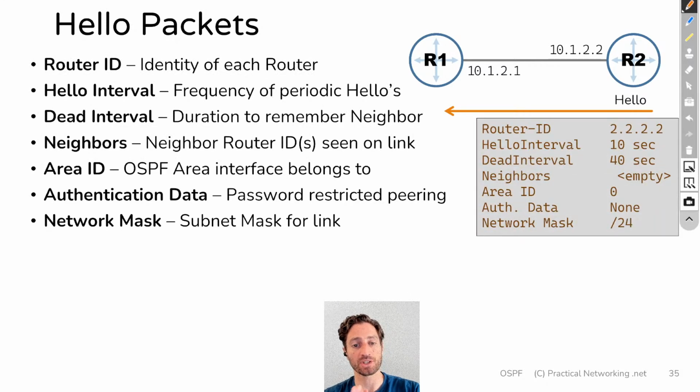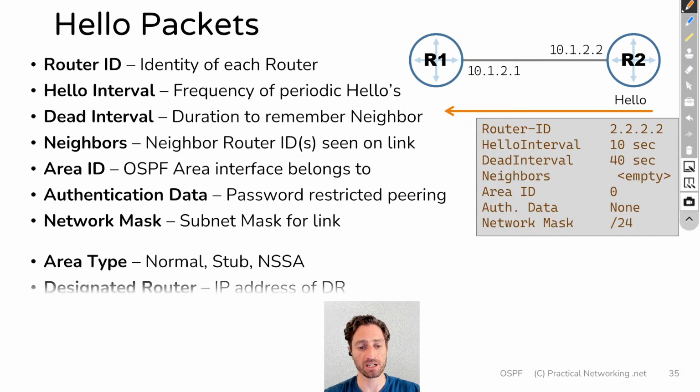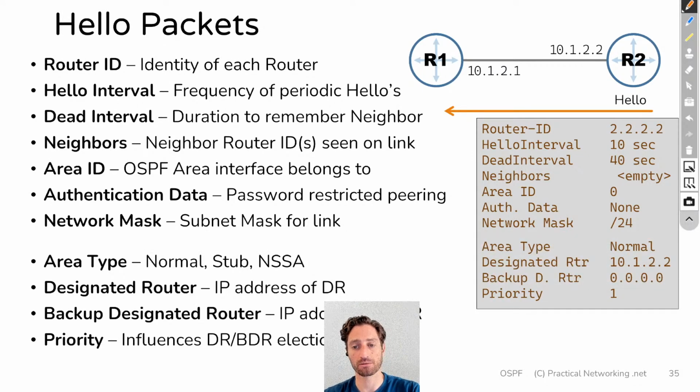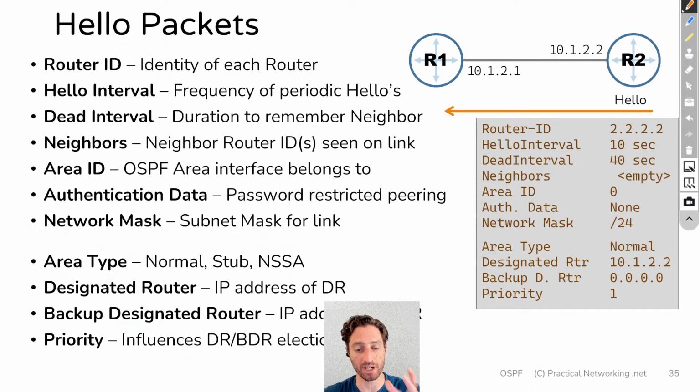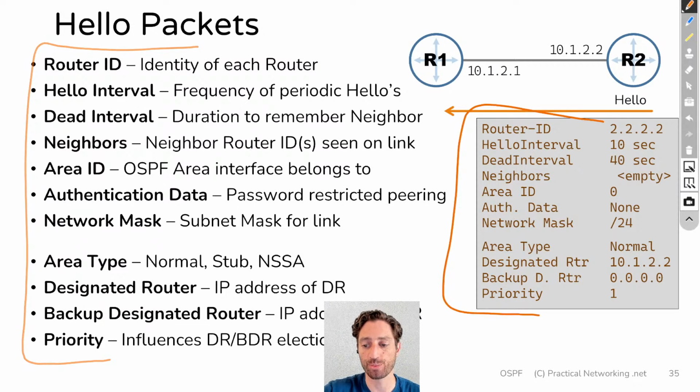So here are the 7 things we talked about before, and then here are the new 4 things that we talked about just now. Each of these 4 we're going to be unpacking in more detail later on in the series. So if right now you don't understand the full implication of each of them, that's totally cool. Just understand a high-level definition. Area types are a way of optimizing the routes within an area, and BDRs, DRs, and the priority number are a way of electing a designated router on a multi-access segment to reduce redundant router advertisements, or link state advertisements. So the main takeaway of this lesson is understanding all of the content inside of a hello packet.